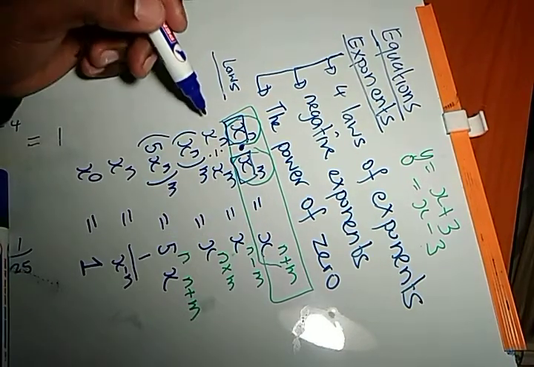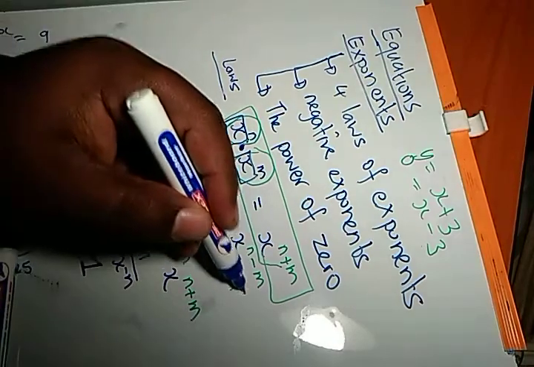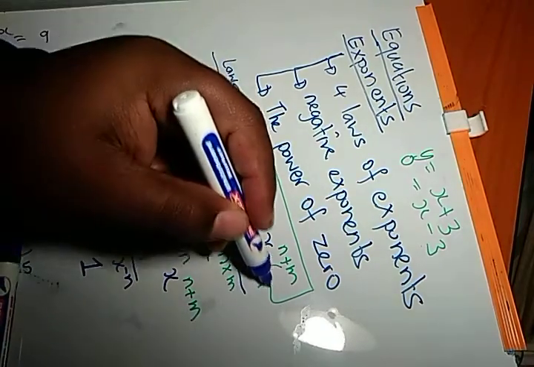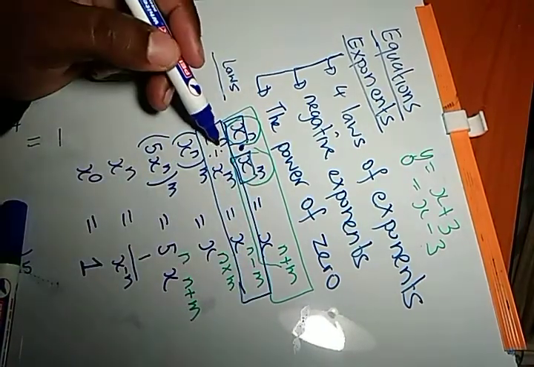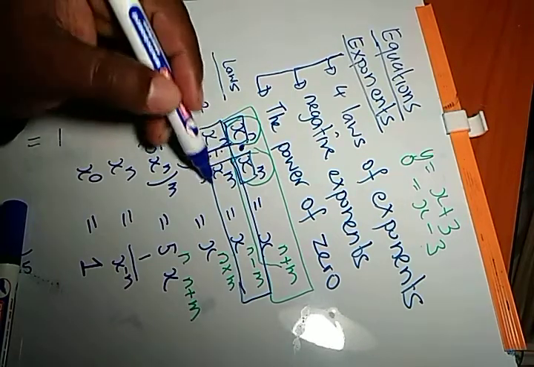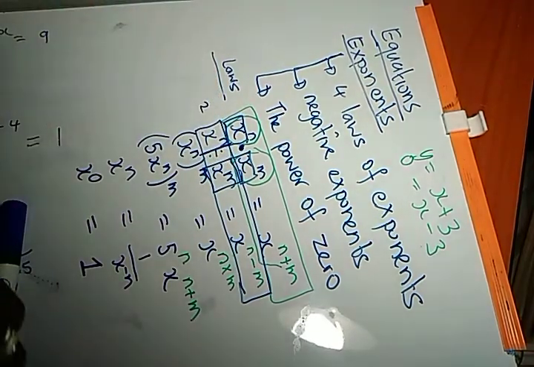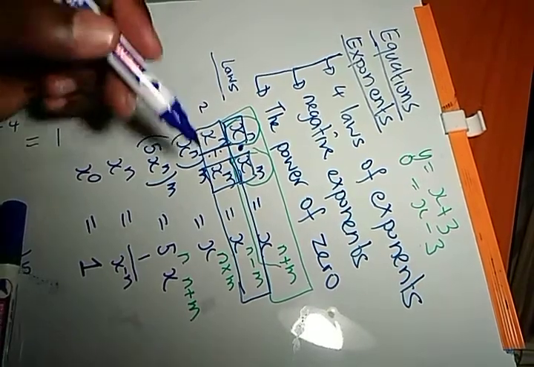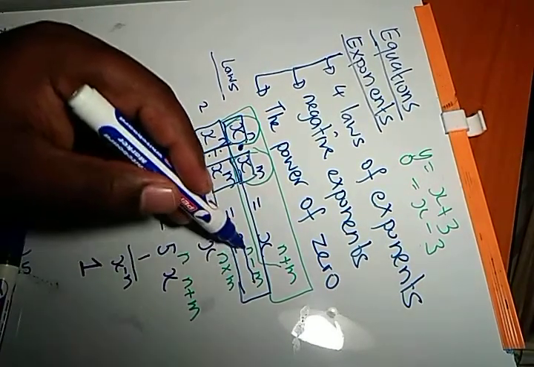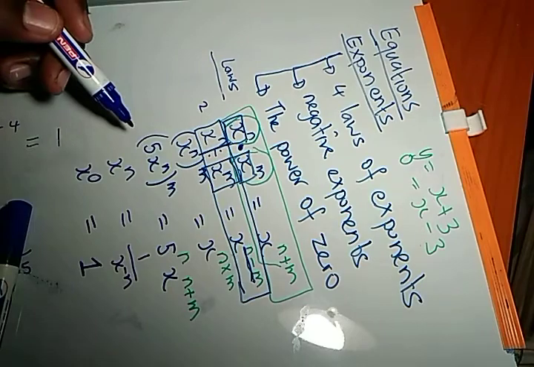And then we went to law number 2. Law number 2 was that one. We said if you divide powers of the same base, okay, again, that's a power, and what's the base? The base is x. We would subtract the exponents, and as you can see, we're subtracting there, okay?